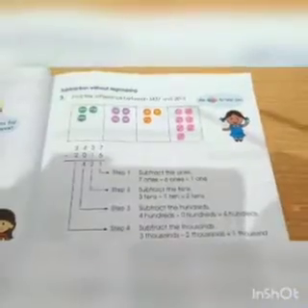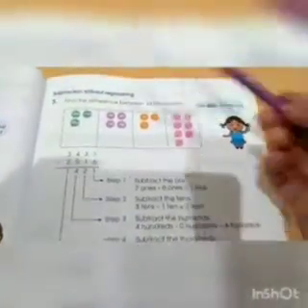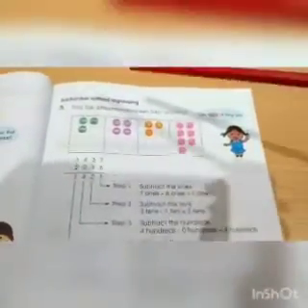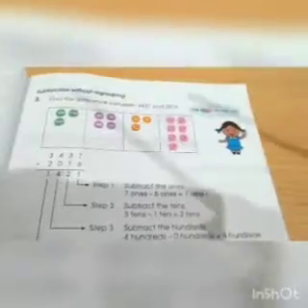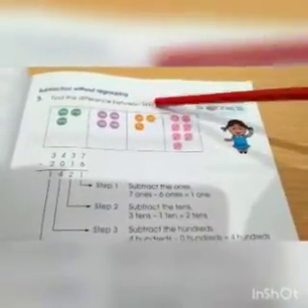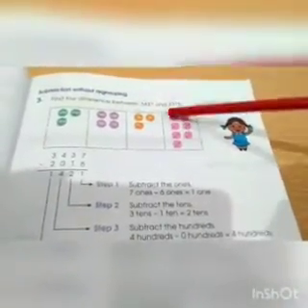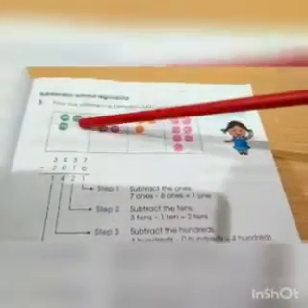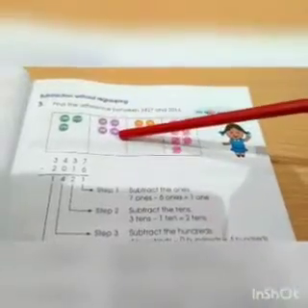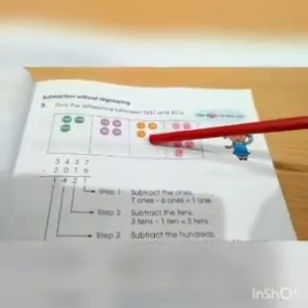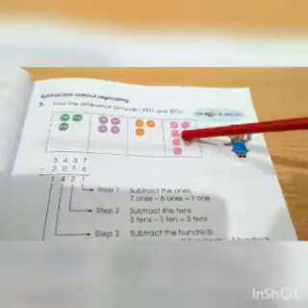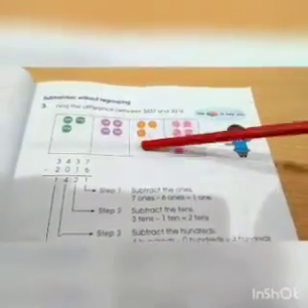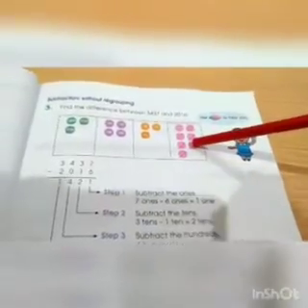Moving toward page number 34, subtraction without regrouping. Question number 3, find the difference between 3437 and 2016. Okay class, you can see there are 3 sections of thousands, 4 sections of hundreds, 3 sections of tens and 7 sections of ones. It shows thousands, hundreds, tens and ones.